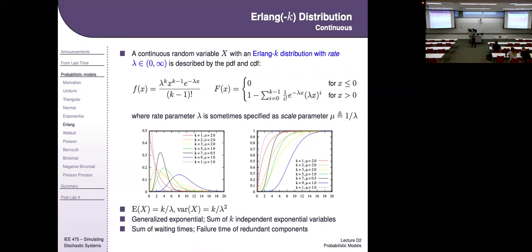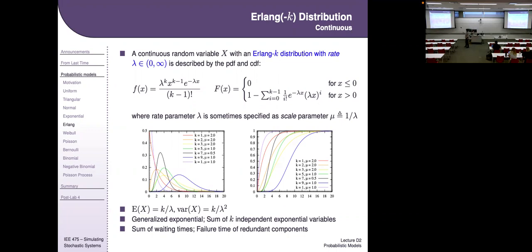And so an Erlang-1 is exactly an exponential. So this k equals 1 up here is an exponential. It just degenerates into an exponential. And Erlang-2, that's this orangish line, is now a little bit more hump shaped. Because it's a sum, we should not be surprised that as k gets larger, like in this blue one, k equals 9, it's almost a symmetric curve. It gets more and more hump shaped and more symmetric.